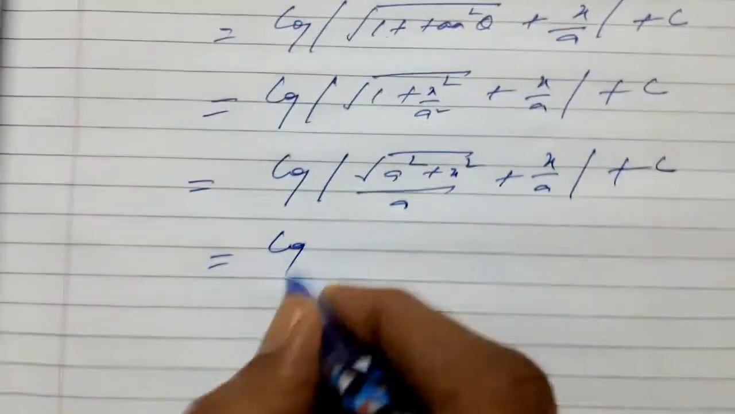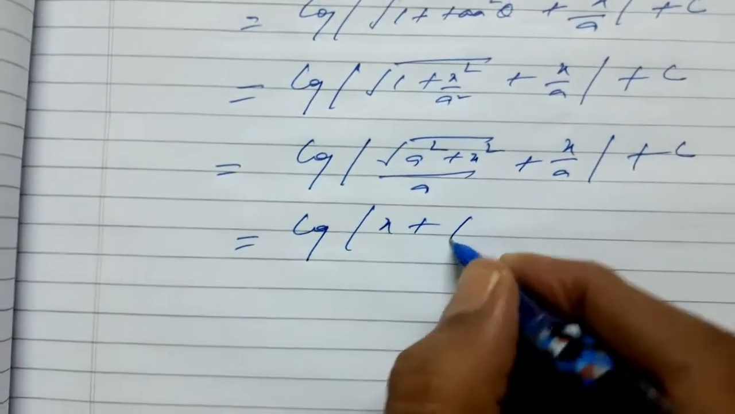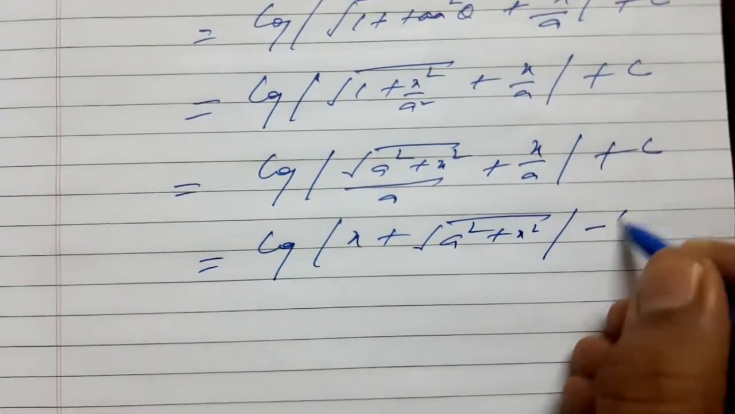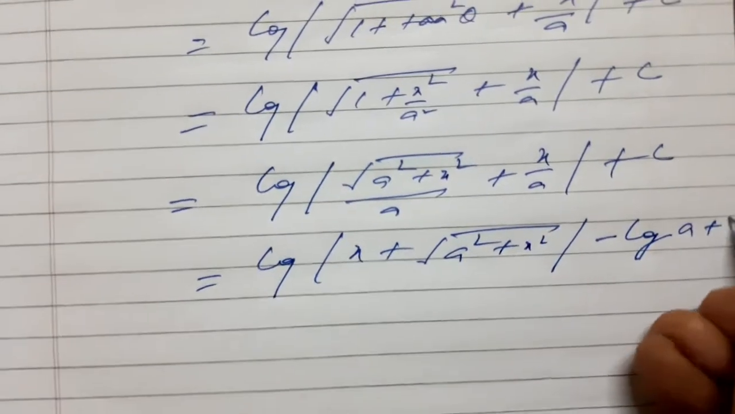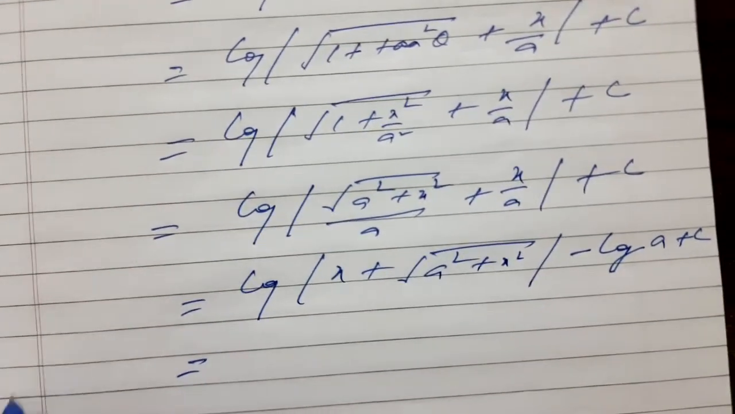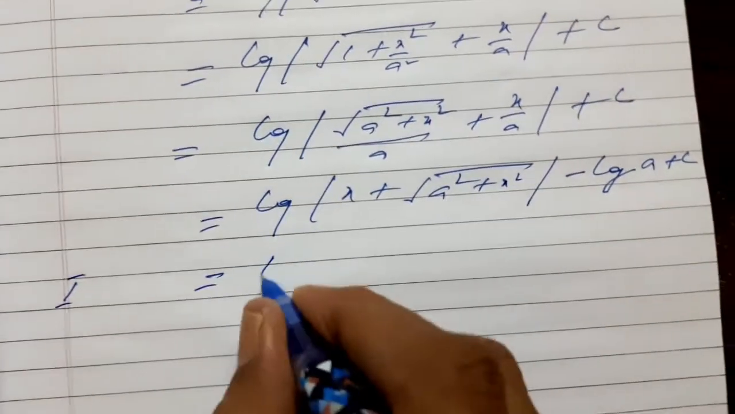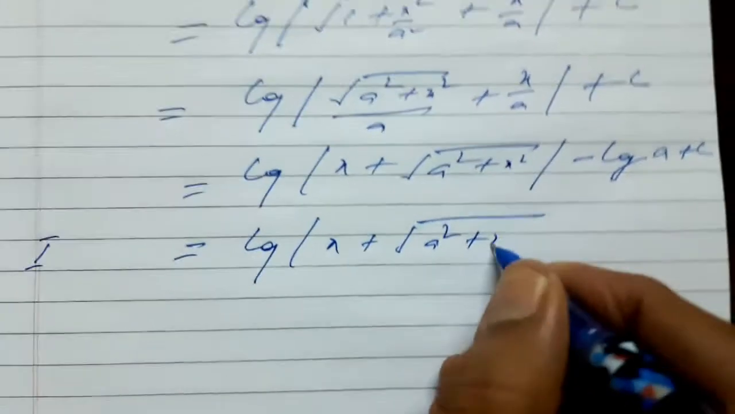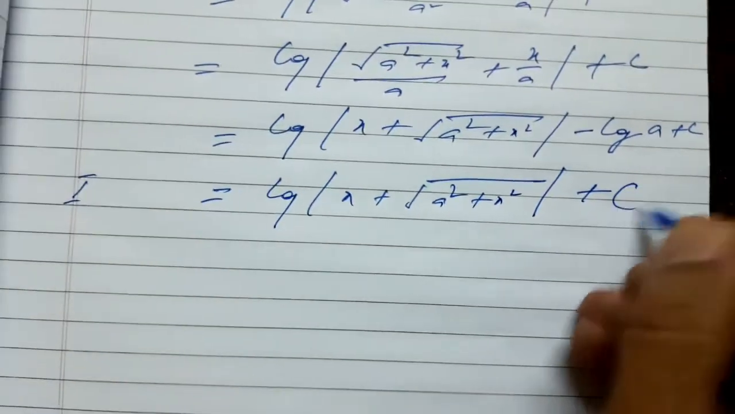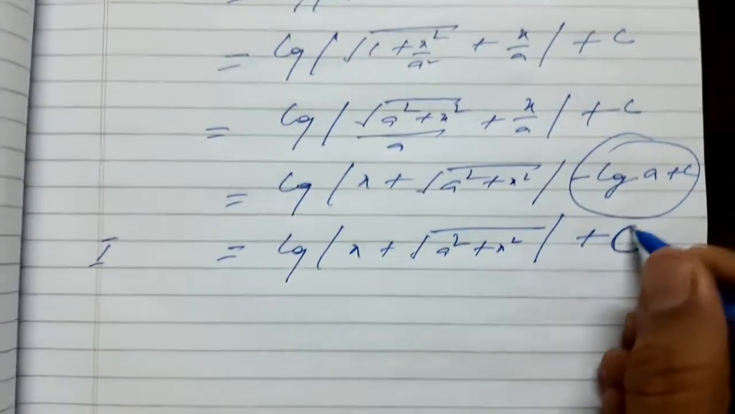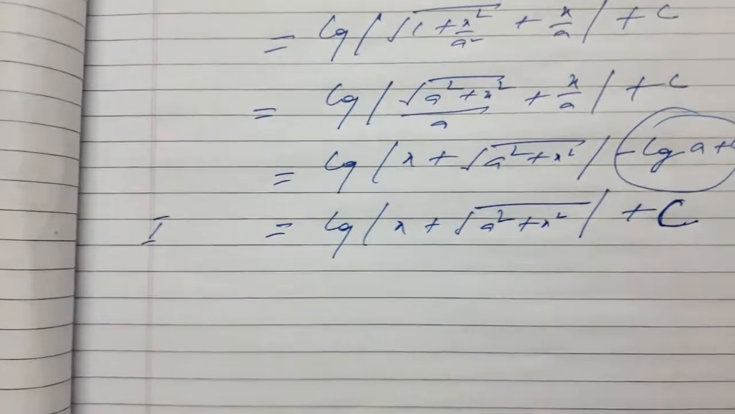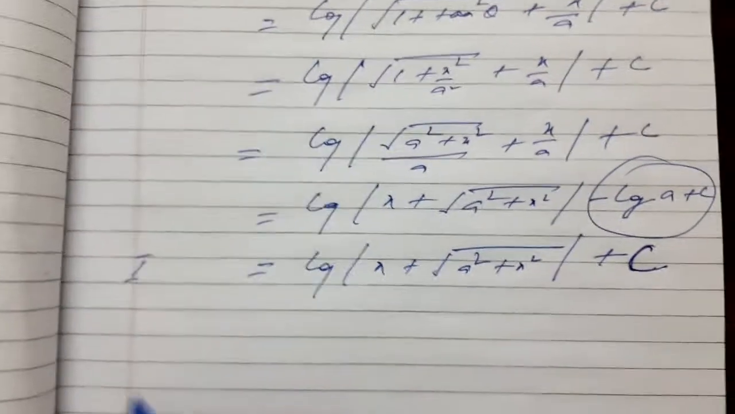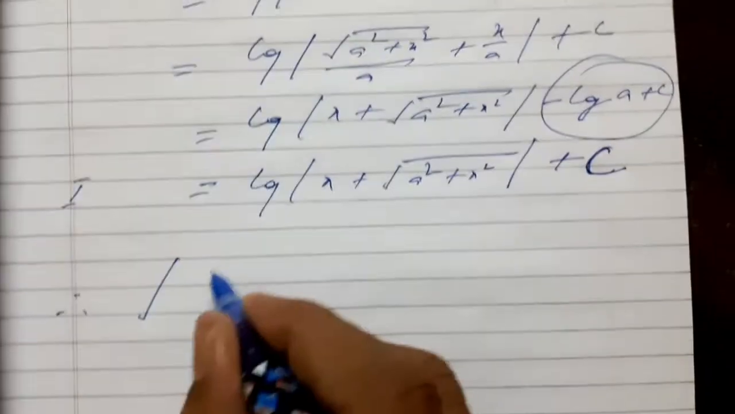Finally, it will be log of x plus root under a square plus x square minus log a, using the property of log, and this is c. So the result finally will have the I, this is log of x plus root under a square plus x square plus c. The whole amount we can consider as a constant of integration, because this is a constant. A constant can be replaced with a constant. This is the concept that we are aware of. So finally the result number 2 is clear now.